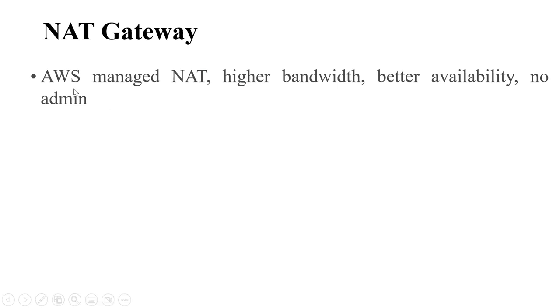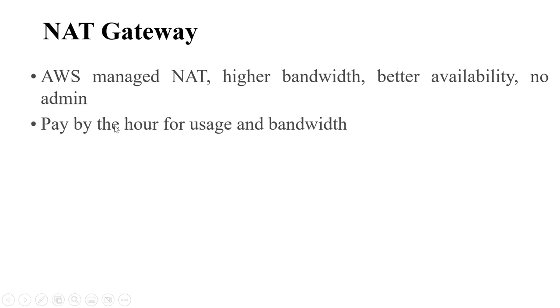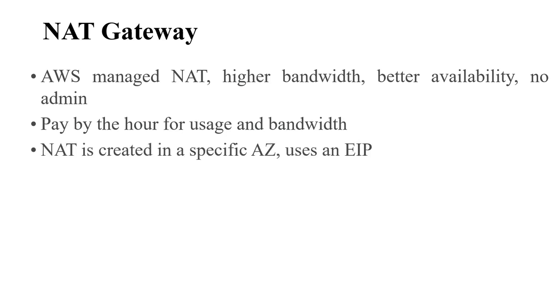Then how do we manage that? What is the gateway that we use? It is the NAT gateway. This is also an AWS managed NAT with higher bandwidth, better availability, and no admin required to create it, and it will be managed in the backend by the AWS team. You pay by the hour for usage and bandwidth. On the basis of the load you have, and hourly based, you will have the charges.